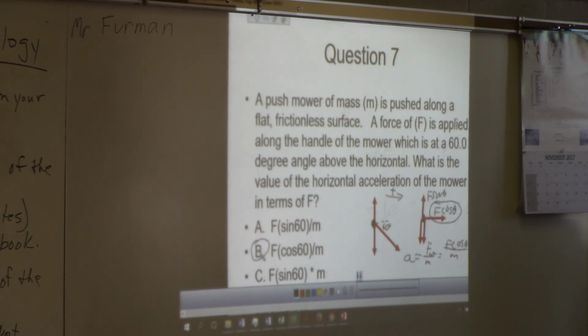If you wanted to figure out the, actually, F sine theta is a downward force. Turns out you don't need it, but if you were asked to figure out what's the normal force, you could say up equals down, Fn equals mg plus F sine theta. Normal force is going to be a little bit greater than the actual weight, because if you're pushing down on it with more force, the ground has to push up with more force.